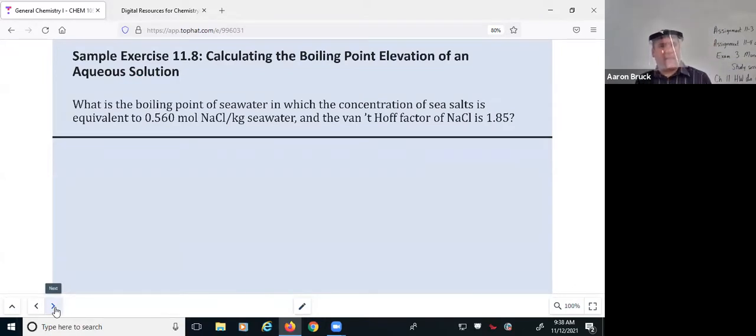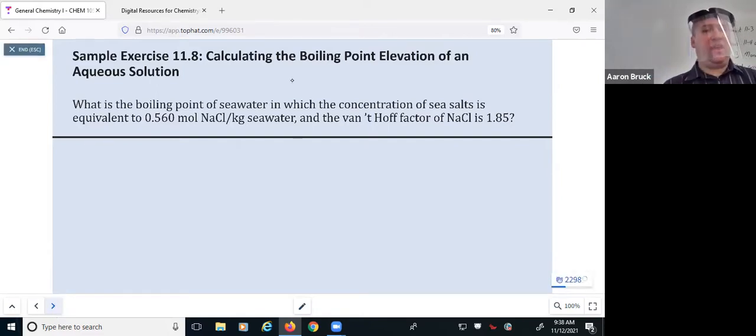Let's take a look at an example here. What is the boiling point of seawater in which the concentration of sea salts is equivalent to 0.560 moles of sodium chloride per kilogram of seawater? And the van 't Hoff factor for sodium chloride is 1.85.